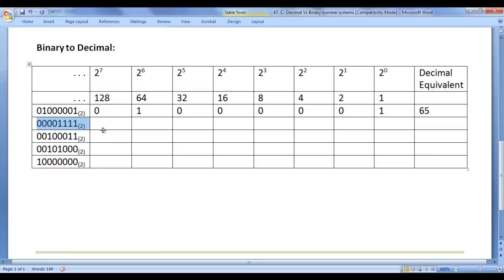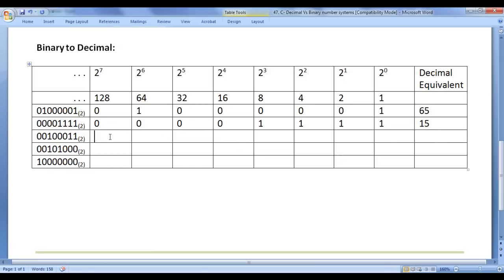Let's write down these digits. I write down here 1, 1, 1, 1, 0, 0, 0, 0. Let's add the numbers above ones. 8 plus 2 is 10, 10 plus 4 is 14, 14 plus 1 is 15. So 15. That is how you convert a binary number to a decimal equivalent.